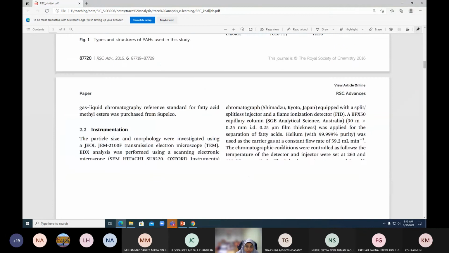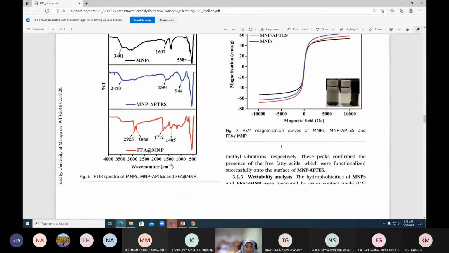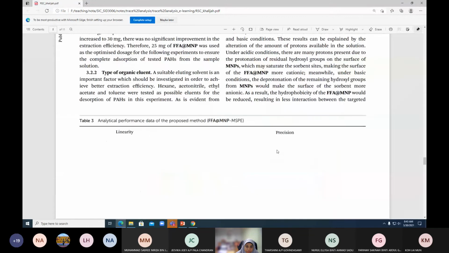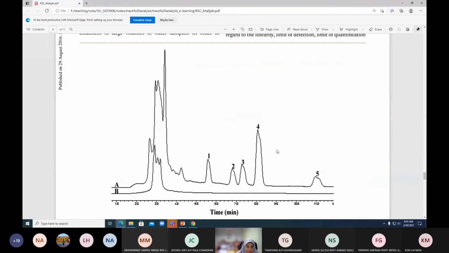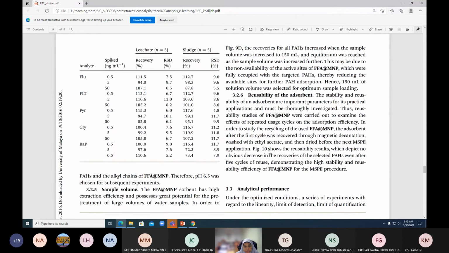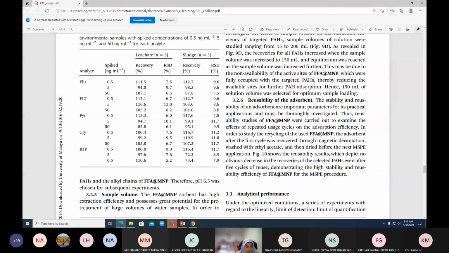So you can see here that at the end, with the material that we modified, the student managed to detect them in our real samples, which are the sludge and also some sediments.